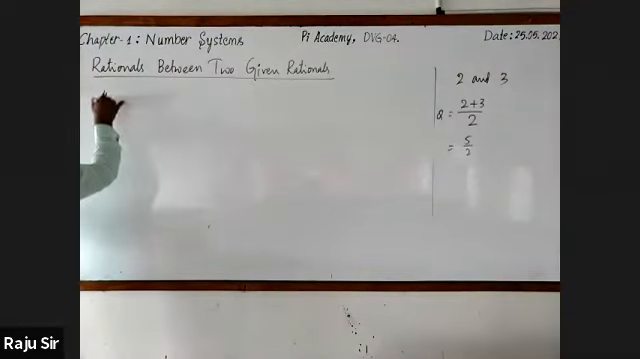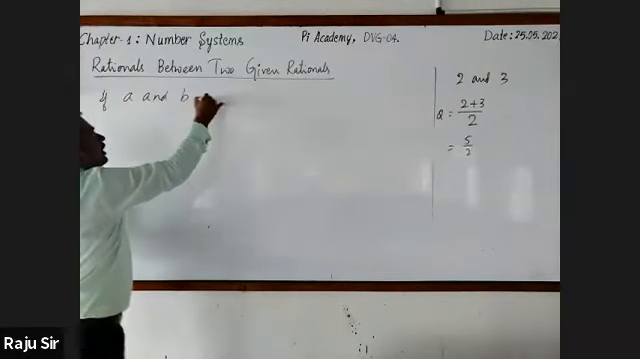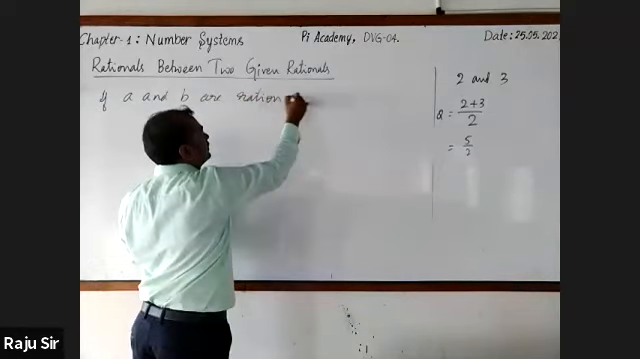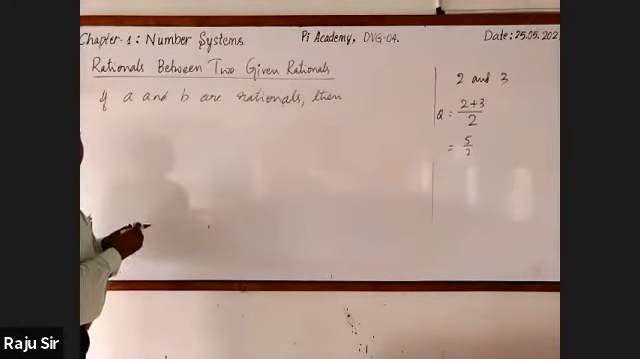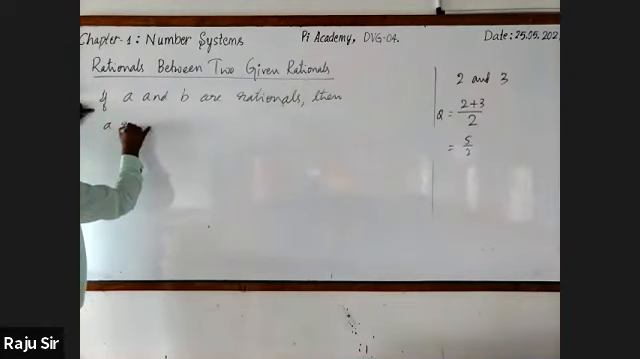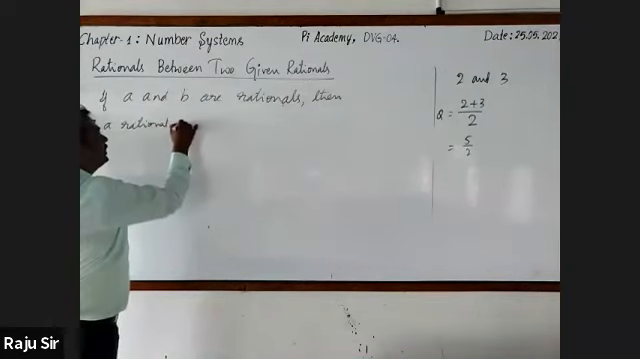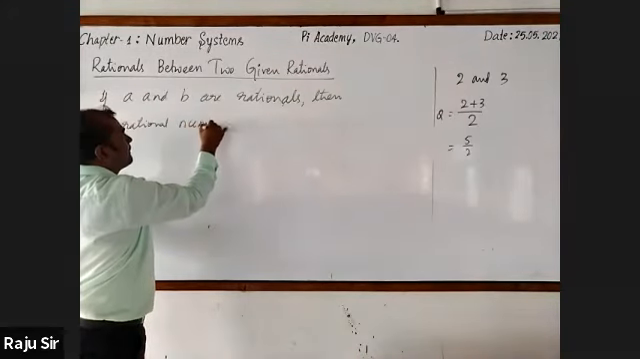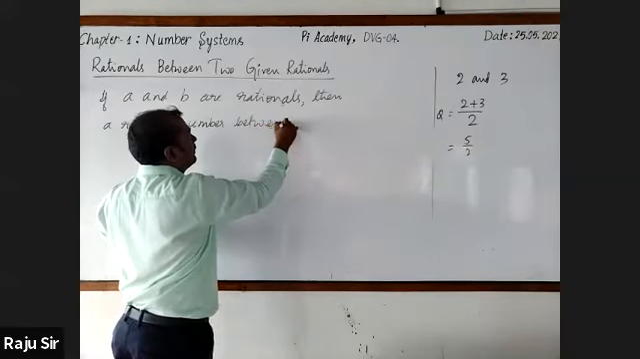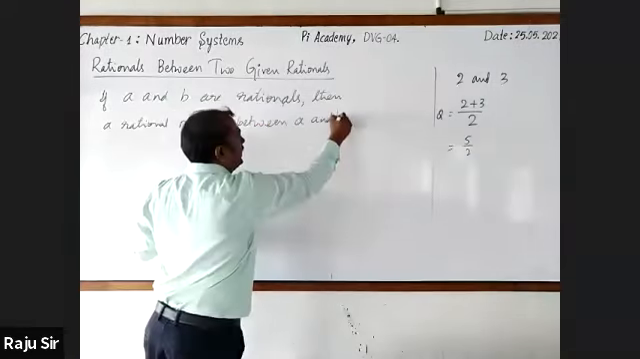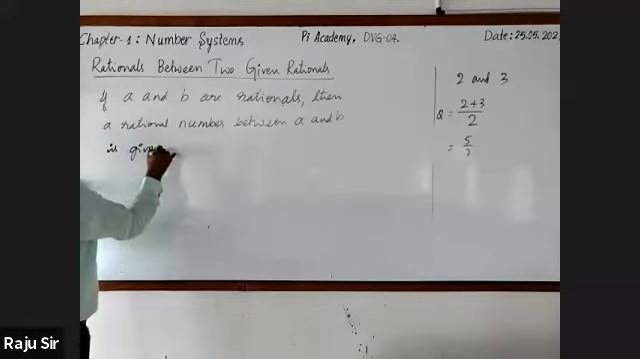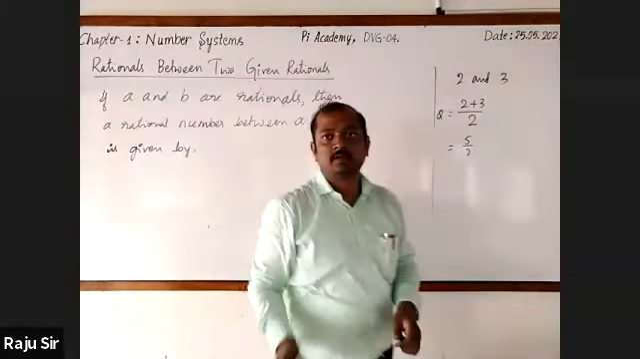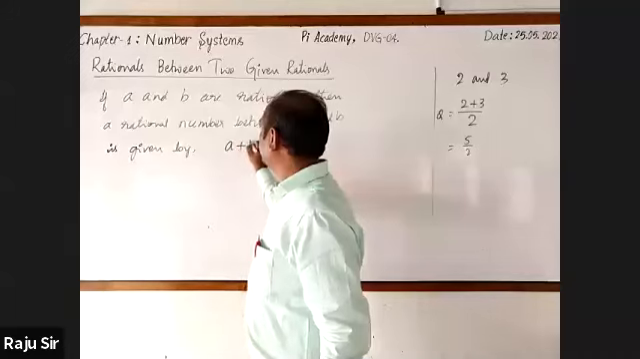If A and B are rationals, then a rational number between A and B is given by A plus B by 2. Very good. It is A plus B by 2.